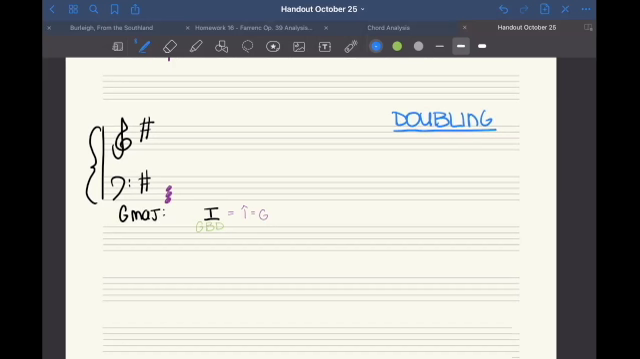SATB texture has 4 voices. So you're going to have to double someone every time when it's a triad. Your first option and your best option is to double the root.